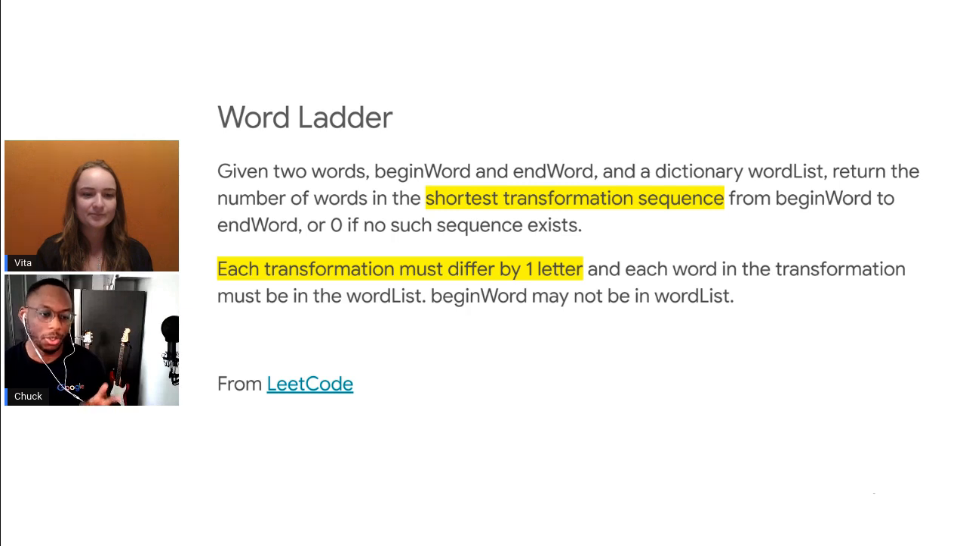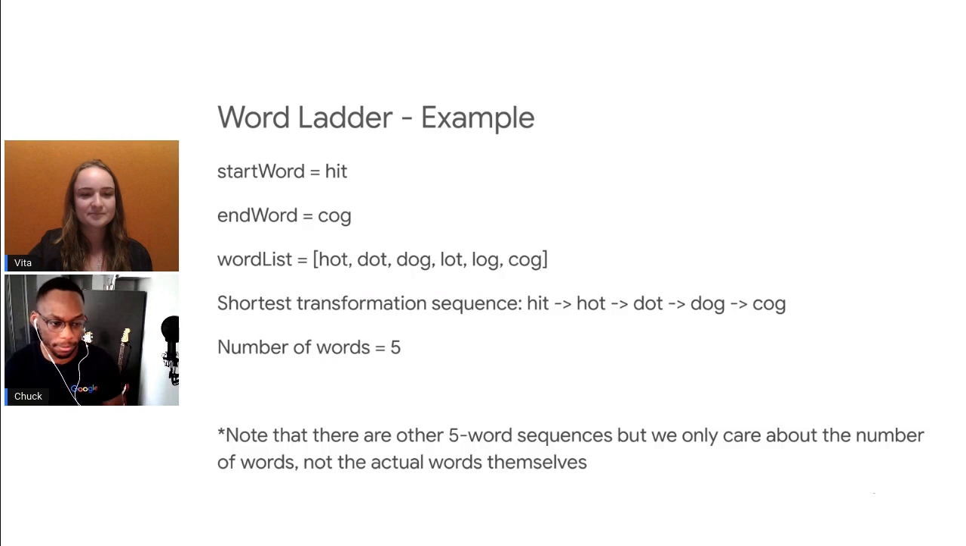I see shortest transformation sequence. Immediately, I'm thinking, all right, this is probably a BFS problem, right? But let's not jump to any conclusions yet. We also see each transformation must differ by one letter. Again, I'm thinking relationships here. How are words related? This is kind of painting a picture of what we could construct as a graph.